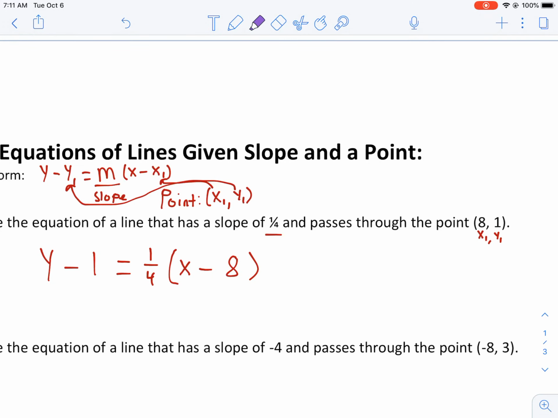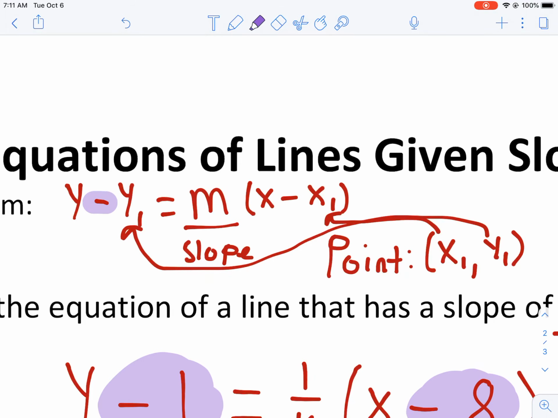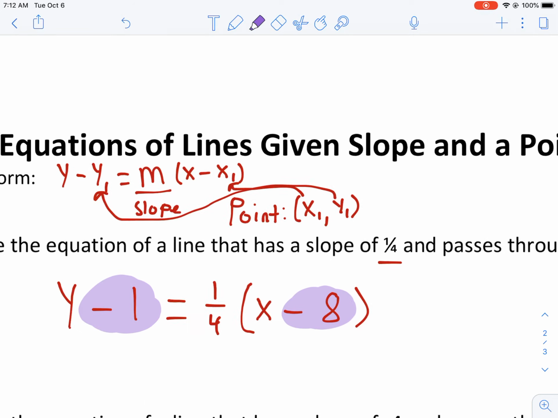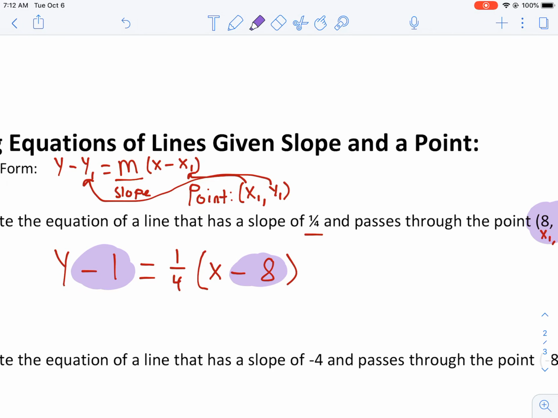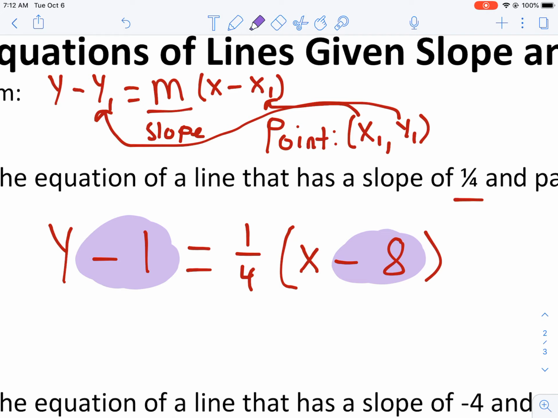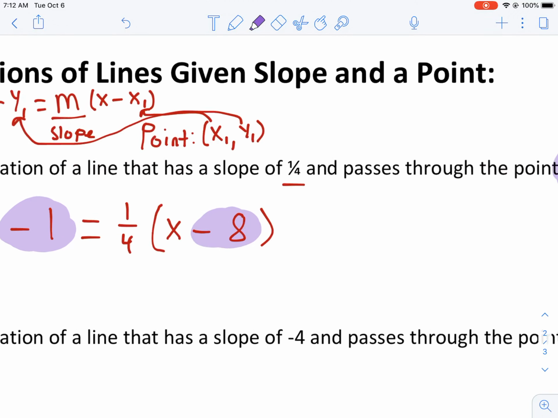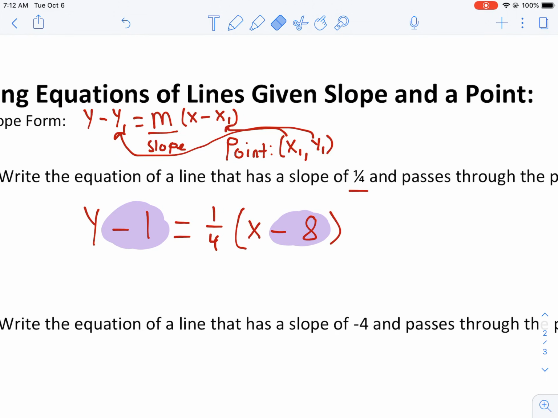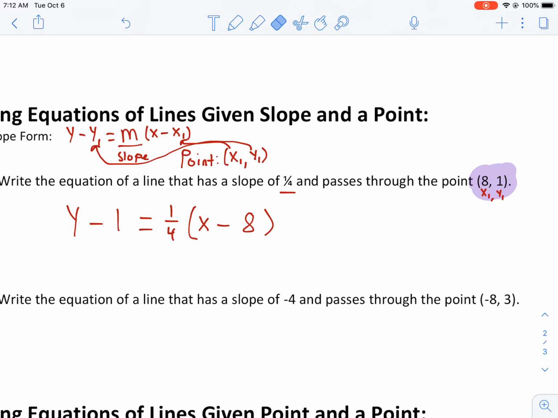In your point, both of these numbers are positive. In your equation now, they're both negative. How did that happen? Well, in our equation, we actually have minus signs. So we're subtracting y1. If y1 is 1, then it looks like y minus 1. We're subtracting 8, so that looks like x minus 8. So it's going to look like the opposite sign in your equation than it is in your point.